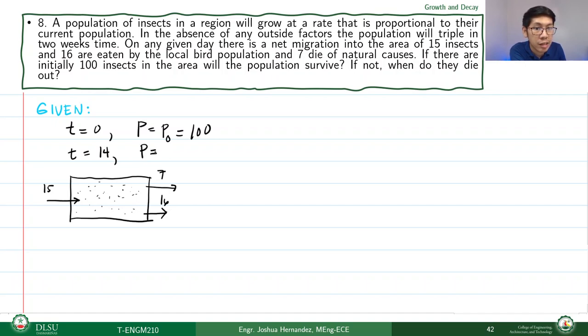The population, in the absence of any outside factor, will triple. Sorry, triple pala. So 3P naught, its original number or its initial number. And that becomes 300. Tama? Yan. Now, what is being asked of us? We are asked to find out kung makakasurvive daw. If there are initially 100 insects in the area, will the population survive? Ibig sabihin, kung may matitira pa dun sa loob. So, when P, the population, is greater than 0, will P be greater than 0? Because if it is, edi hindi siya mamamatay. Or, magsusurvive siya. Pero, when, and what will be the time, no?